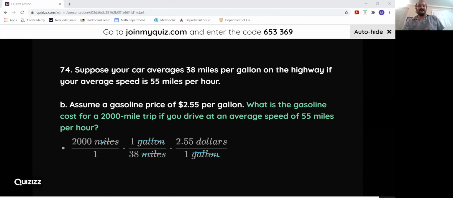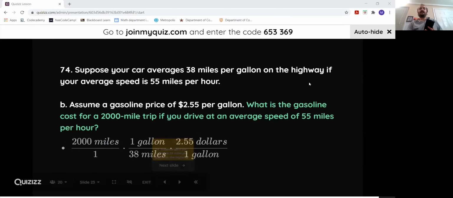And the last thing that I'm looking at is I got my dollars left over on top. So I'm multiplying 2,000 by what, 2.55? So I'm multiplying those two numbers, and then I'm dividing by this 38. Or you could do it in a different order, maybe 2,000 divided by 38 multiplied by 2.55. So there's properties we know about multiplying, dividing that might come into play here. But this is what this problem looks like.